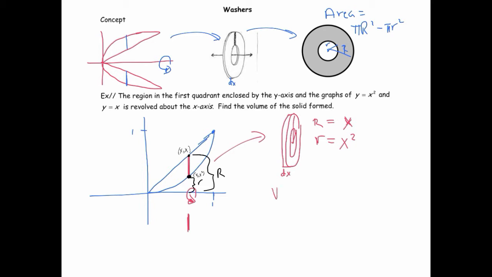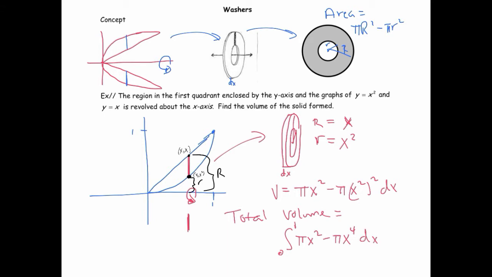And so now the volume of this is just going to be the area of the face, which is pi big R squared minus pi little r squared, times the thickness dx. And therefore the total volume would just be the integral from 0 to 1, as x goes from 0 to 1, of pi x squared minus pi x squared squared. You can write that as x to the fourth dx.